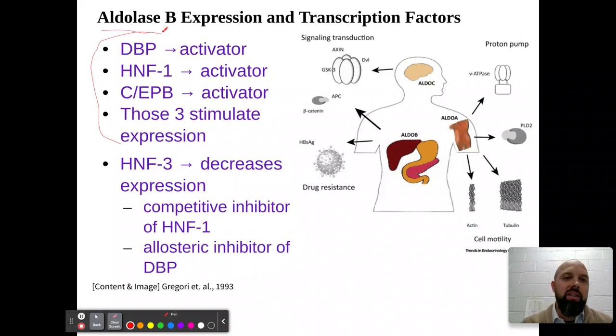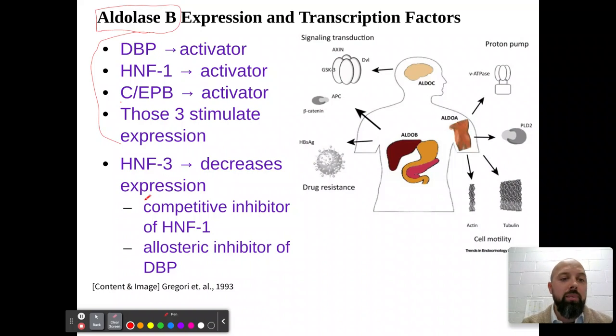So aldolase B is the enzyme, the protein that would be formed as a result of gene expression, and these three are all going to help that to happen. On the other hand, HNF3 decreases expression. It does that by acting as an inhibitor. And there's two really key things that it does as an inhibitor.